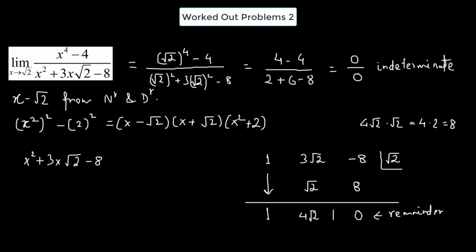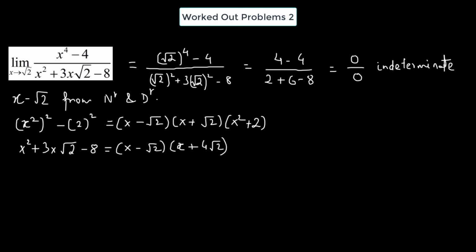So we're concerned only with the first two values, so 1 and 4 root 2. So this will represent the coefficient of x, which is 1 times x, plus the constant term 4 root 2. Meaning, x squared plus 3x root 2 minus 8 can be written as the product of x minus root 2 and this binomial, which is x plus 4 root 2. So now let me clear up the board.